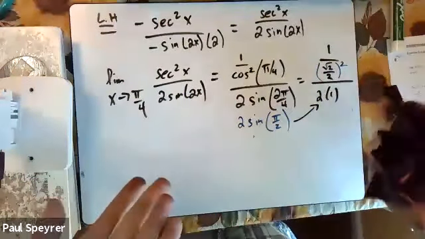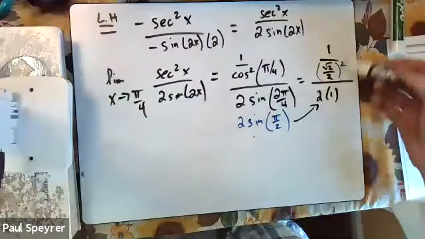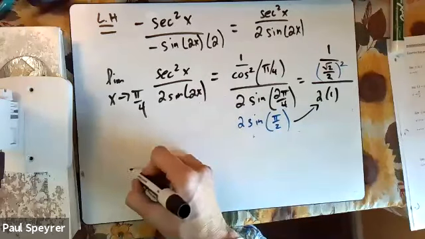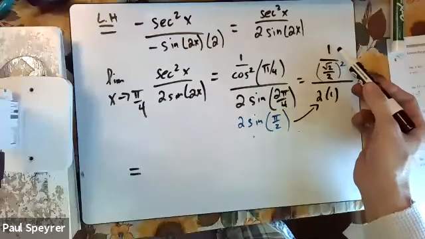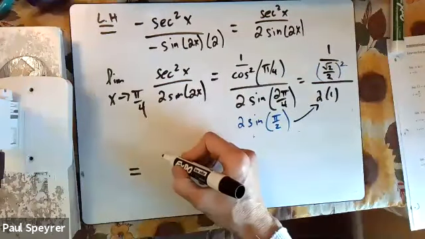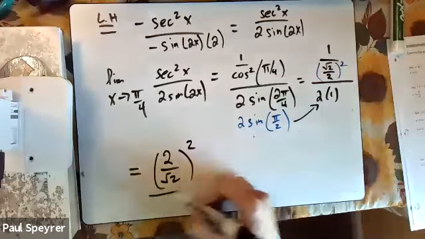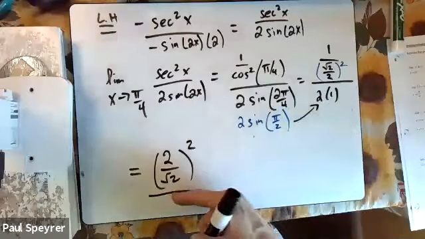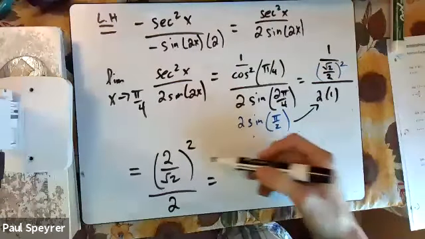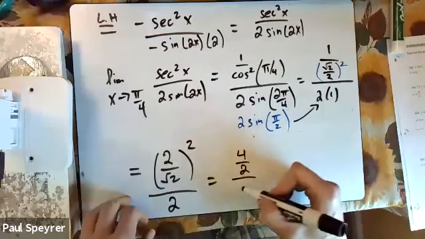So it looks good, right? We're not getting 0 over 0 or anything like that. Now, how do we work this out? Because it just looks weird, right? Well, if we have 1 over this quantity squared, I can flip that up and I can say, oh, this is 2 over square root of 2 squared over, and then 2 times 1 is just 2, right? That kind of looks a little better. And then what happens when I square this fraction right here?